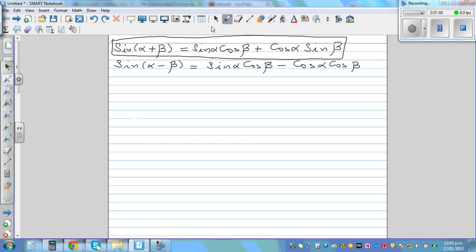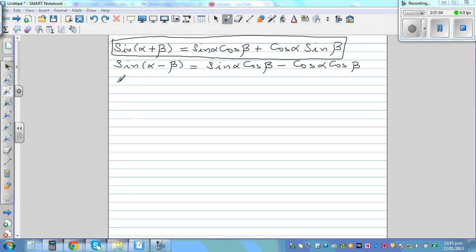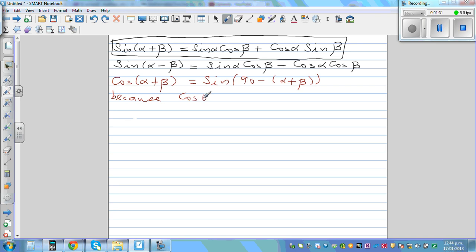Let me use a different color now. If you want to prove the compound angle formula for cos alpha plus beta, cos alpha plus beta is the same as sine 90 minus alpha plus beta. Now, where did I get this? I hope you know that cos theta is equal to sine 90 minus theta.